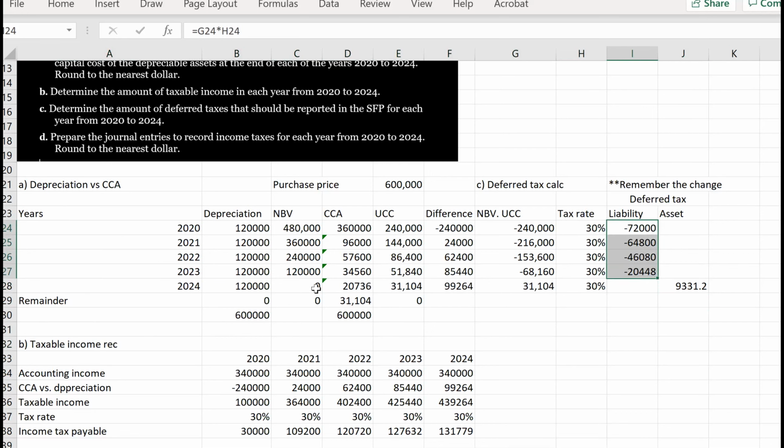But when the net book value caught up and it became 0, but we still had a net book value for UCC, then we had more deductions. Now we can deduct 31,000 from our taxes in the future, but we can't deduct anything for accounting. So then now this becomes a deferred tax asset.